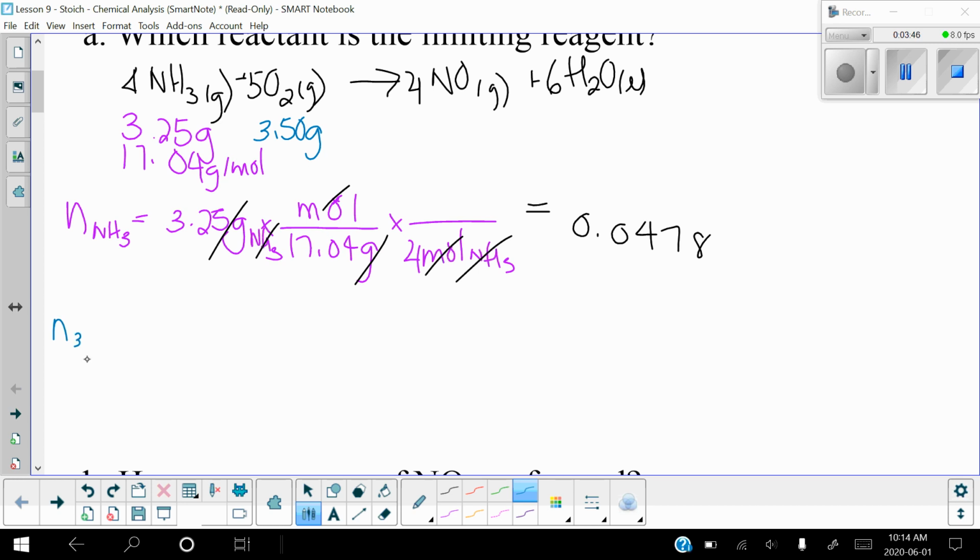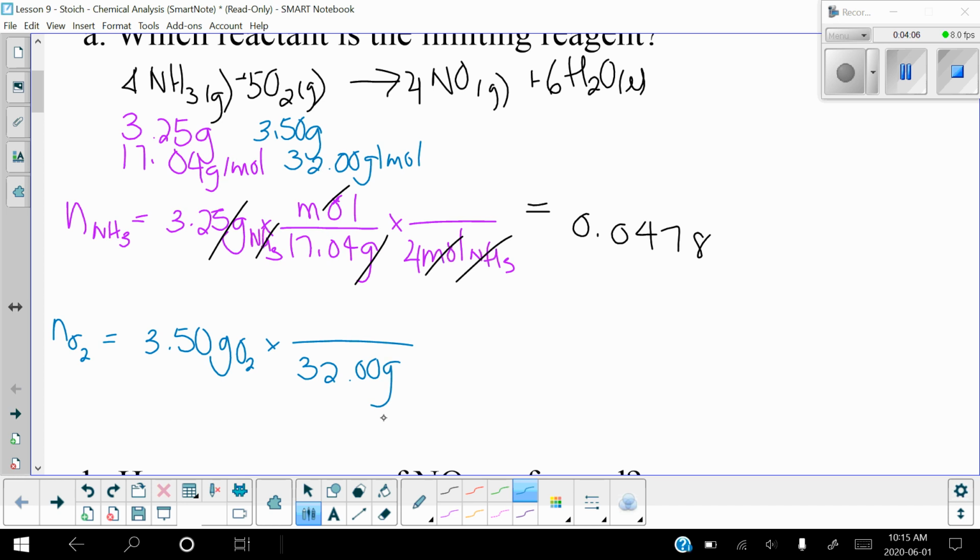3.5 grams of oxygen. And then we are going to divide by its molar mass, which is 32.00 grams per mole, divided by 5 moles of oxygen. Let's cancel things out. Grams and grams, moles and moles, oxygen and oxygen gives us a nice unitless input number, 0.0218.